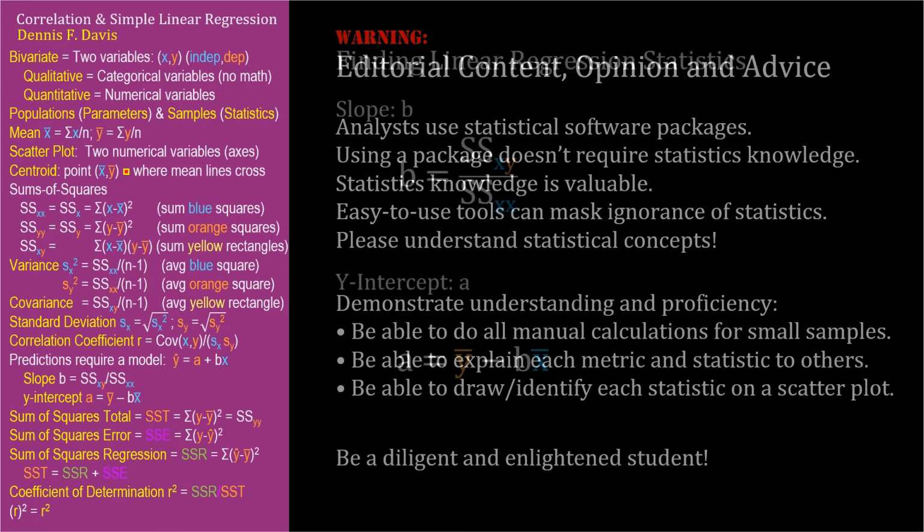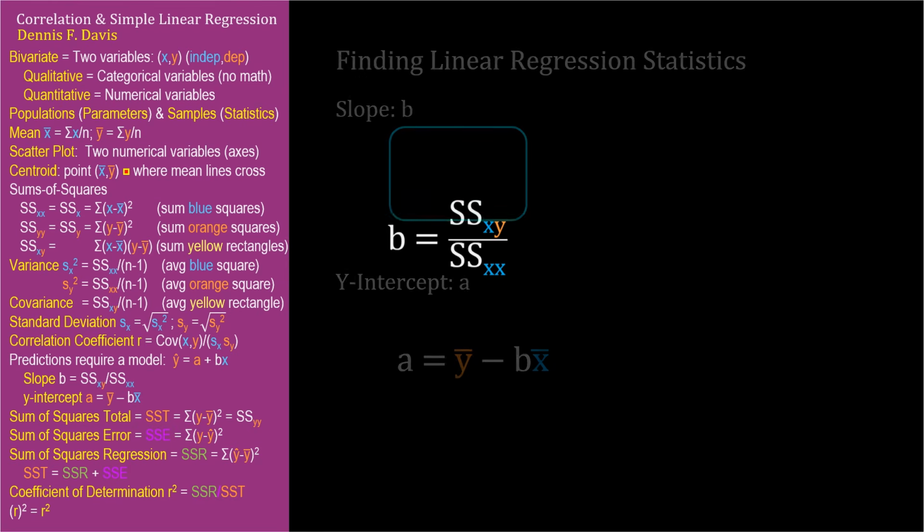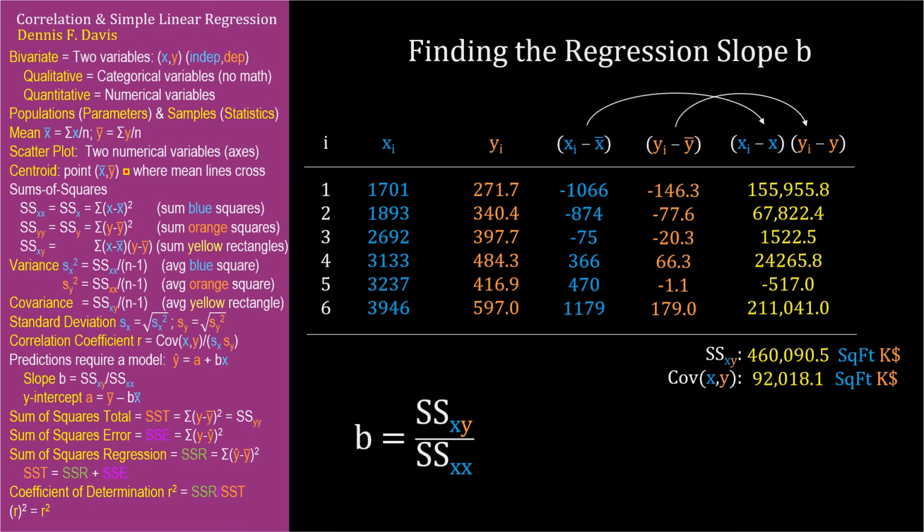So, let's find the slope and y-intercept of the best fit line for our home sales data. The slope b is sum of squares xy divided by sum of squares x. When we found covariance, we made this chart and found sum of squares xy right here, 460,090.5 square foot k dollars.